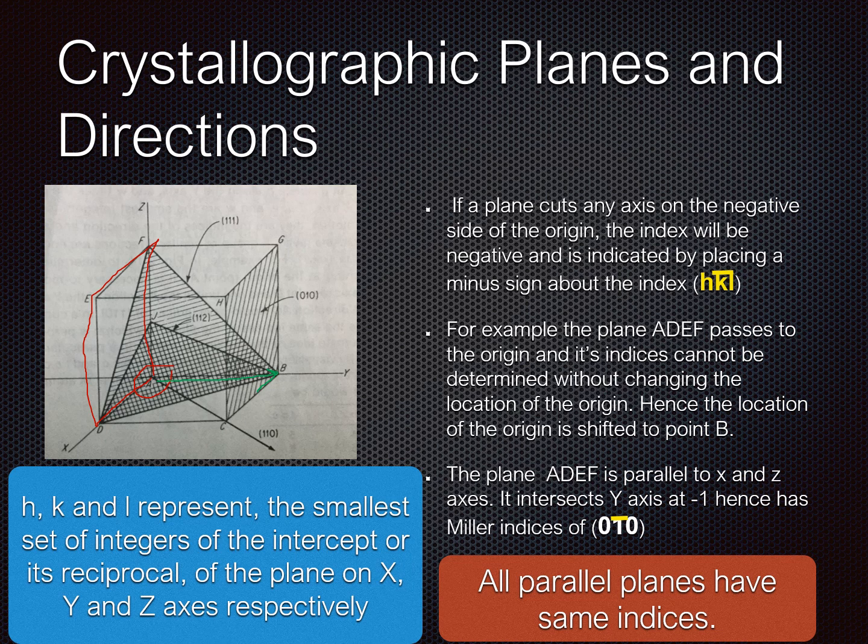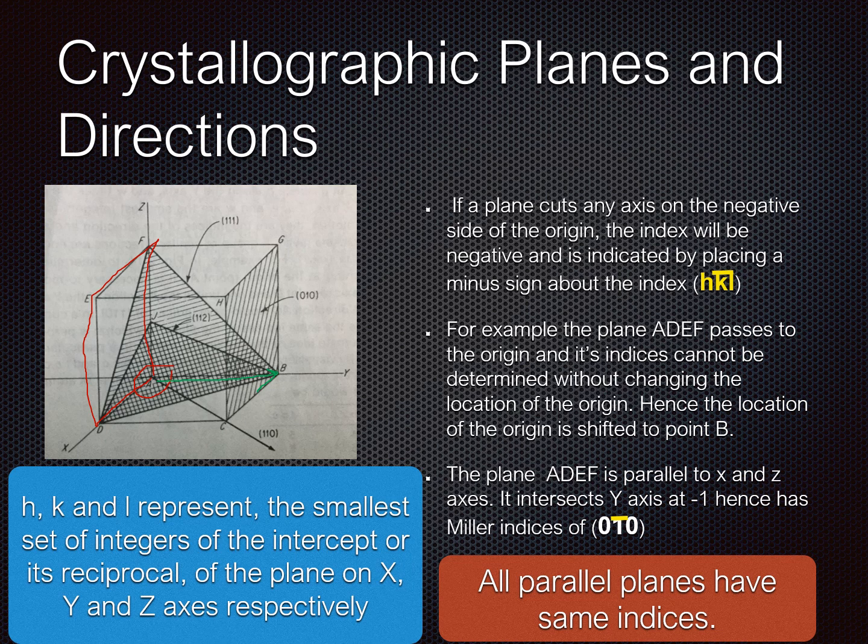Any point in the cube may be selected as the origin. So for convenience, we have taken point B as the origin. The plane ADEF now is parallel to the x-axis with B as the origin.